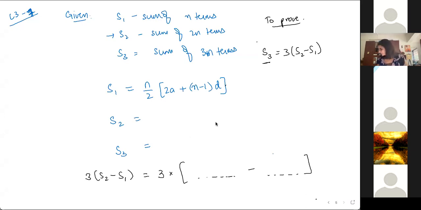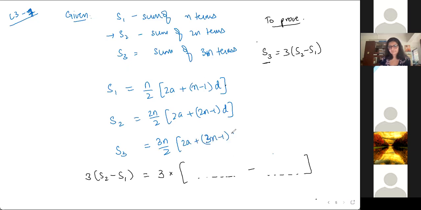What happened? Where did you get stuck, Tanusha? I got till 3 into bracket 2n by 2. Okay. Then again, you put the values here, right? 2n by 2, 2a plus... Okay, put the values here, you get 2n by 2. Let's save that. LCM लेने में आसान हो जाएगा. Yeah, I got that as well.